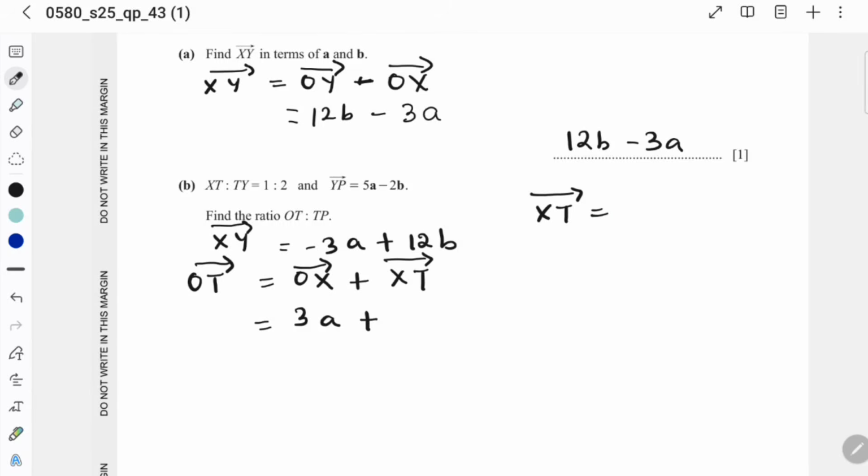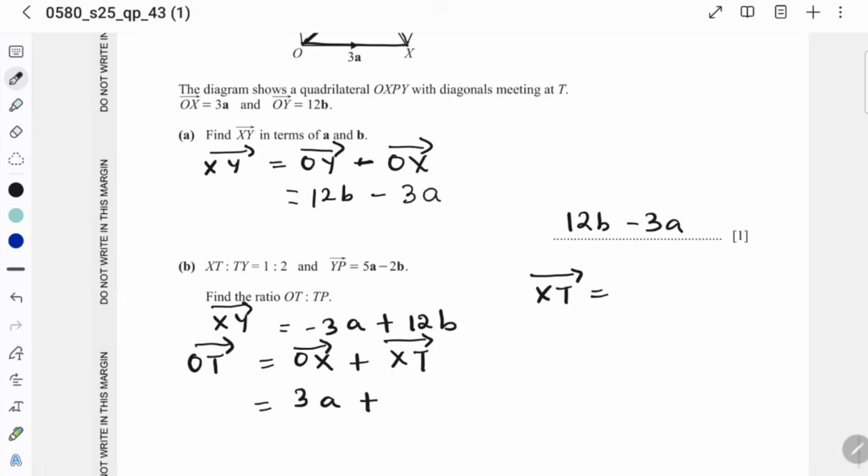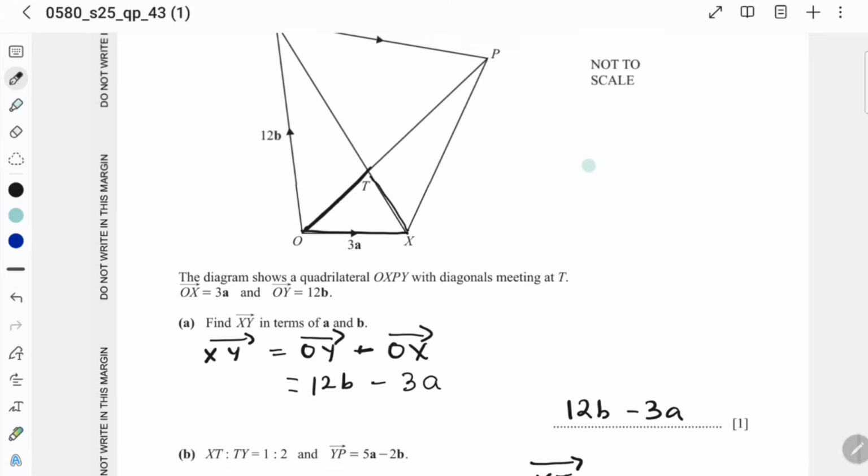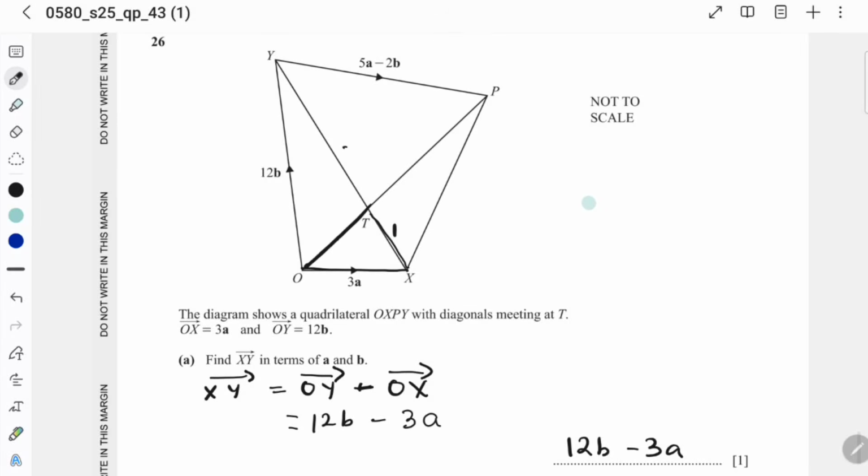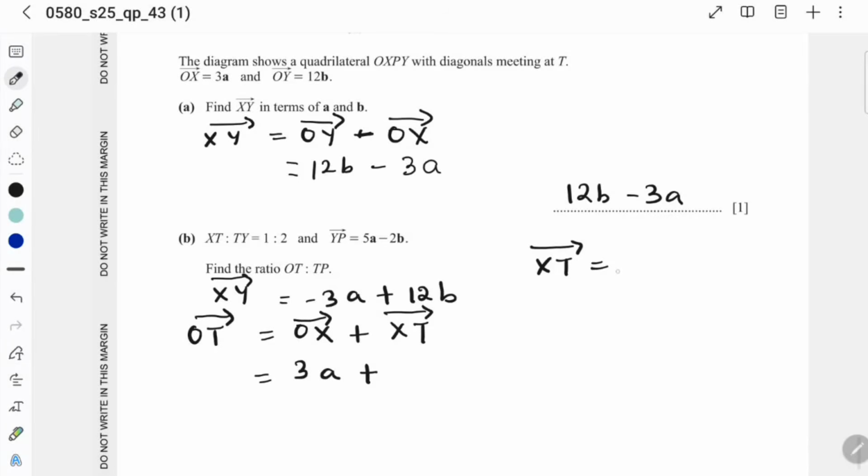XT is given in a 1:2 ratio. So XT is to TY is 1:2. If we have to find XT, the total ratio is 3, so XT is 1/3 of XY, because it is only 1 out of the whole 3 parts of XY. I hope you understood. So XT is equal to 1/3 of XY.